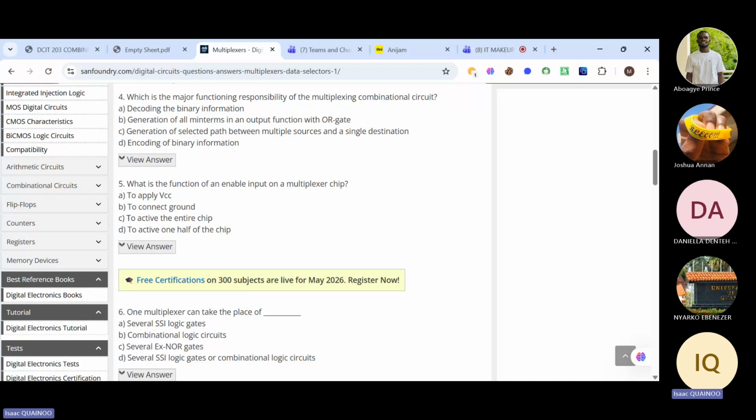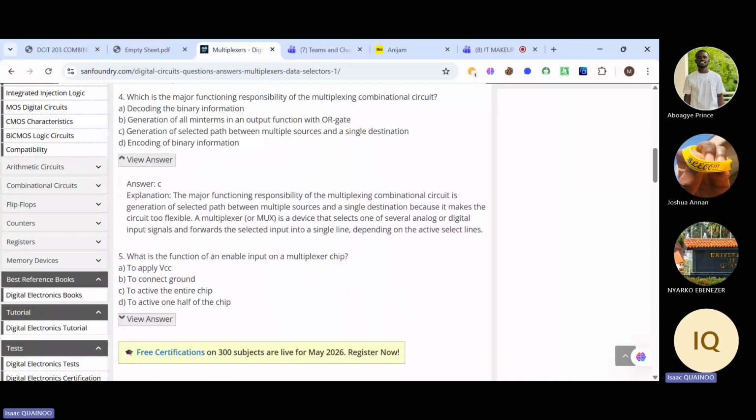So if C is here, then I really think that we have to go for it, because it says that generation of selected paths between multiple sources and a single destination. And the part of a multiplexer that generates a path is a selector. So the selector is what dictates the path that data is going to take, with regards to routing data from an input to an output. So I believe C is correct, and that's true here. So let's look at the explanation.